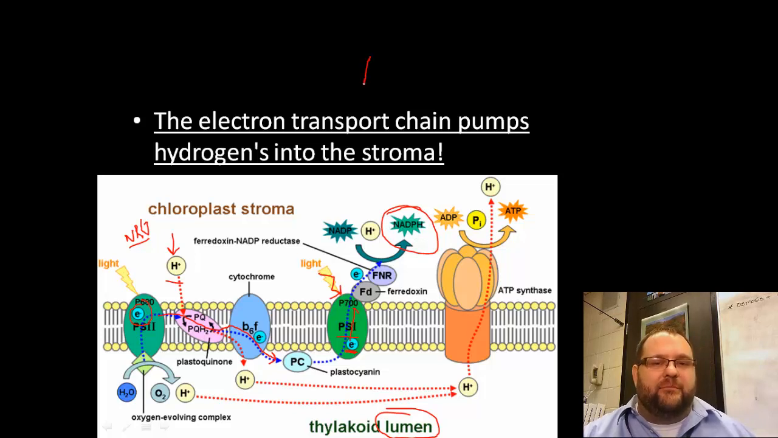So NADPH, the best way to think of it, is like a bucket. It stores high energy electrons. We put it in the bucket. We can fill it up with high energy electrons, and then we can dump it off, and then we can go somewhere and fill it up again. But NADPH is a high energy electron bucket.